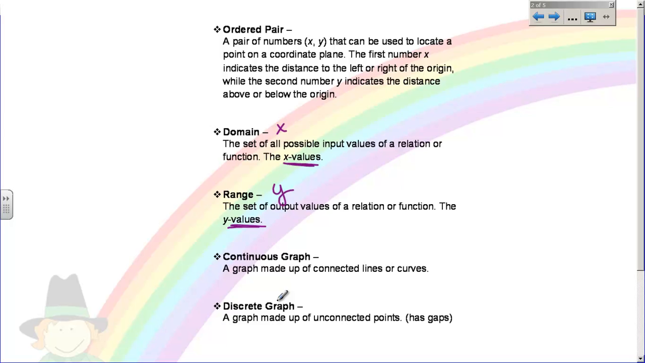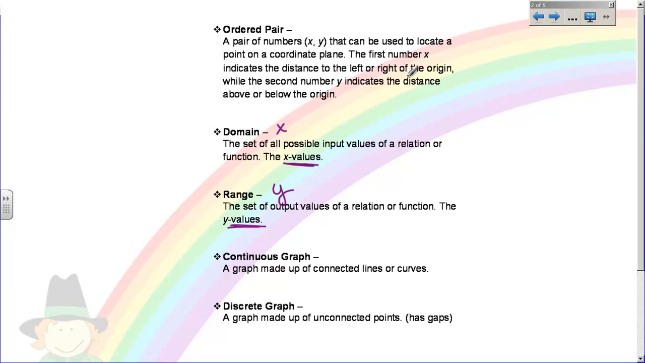Continuous graph and discrete graph are also very important. A continuous graph is a graph that's made up of continuous connected lines or curves, so all the points are connected. The discrete graph is just unconnected points, or it has gaps. You can't put your pencil at one end and follow it all the way to the other end without having to pick it up, is what I mean.